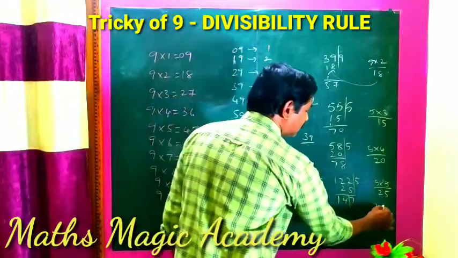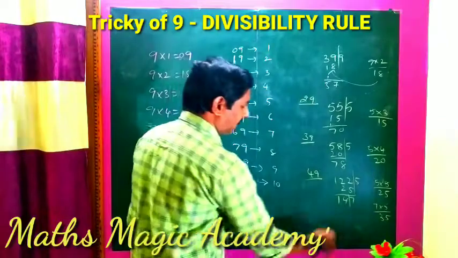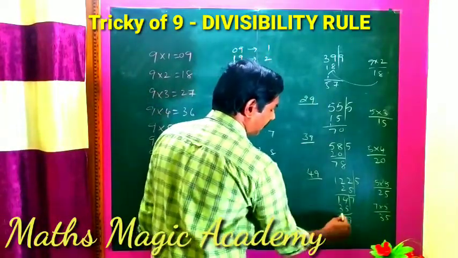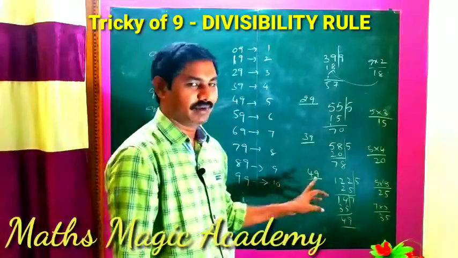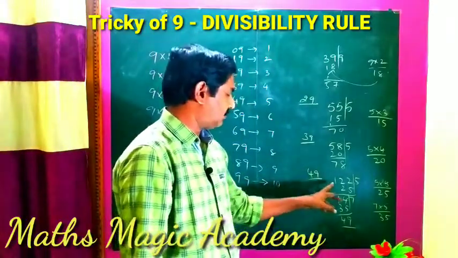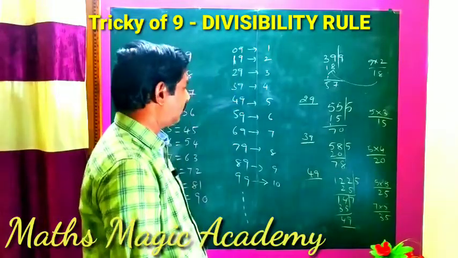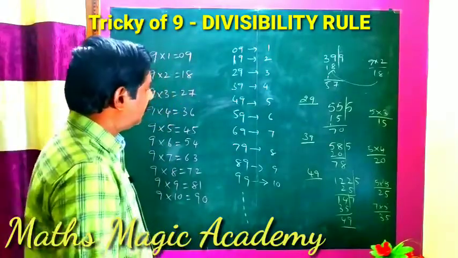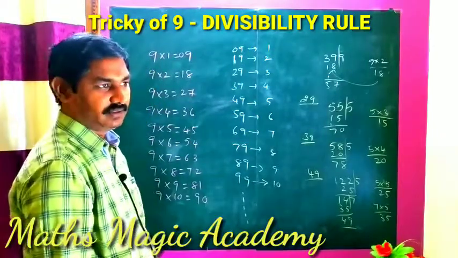7 into 5 is 35. If you add 35 to this number, what are we going to get? 49. So 49 is divisible by 49. So 1225 is also divisible by 49. Like that we can check the divisibility rule of all the numbers.